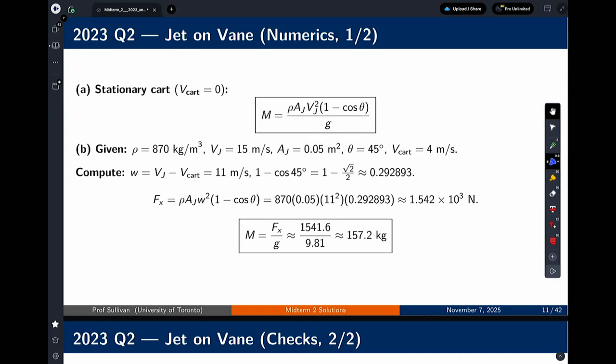This is going to be a very fast lecture because I'm giving you all the numbers. I can't write these fast enough to keep up with all of this. So stationary cart, there you go, V cart equals 0. Put in the numbers anyways. And Vj minus V cart, so 15 meters per second minus 4, 11 meters per second, 45 degrees, 0.9 or 0.3 for the numbers. Substitute everything in, and you end up with 157.2 kilos.